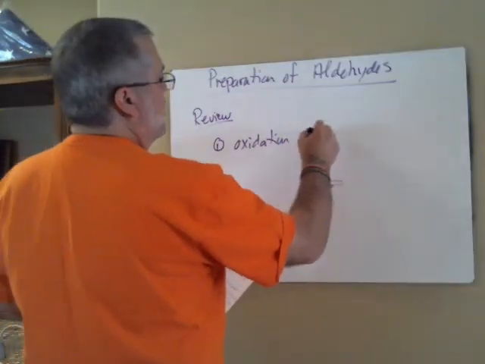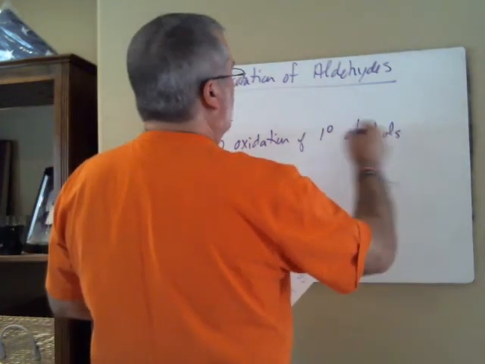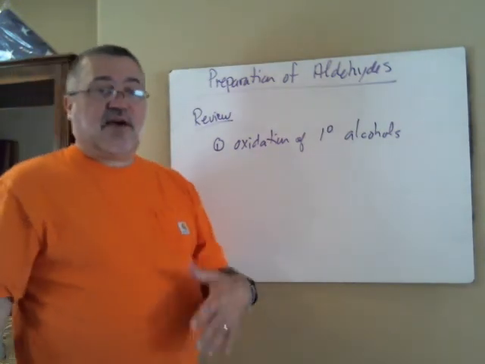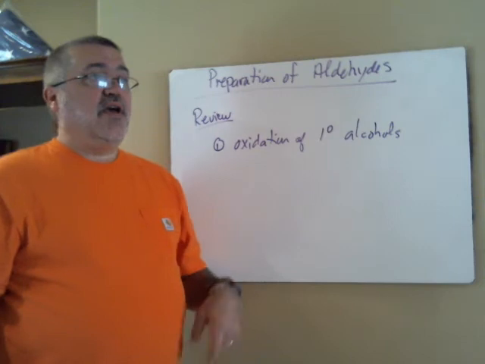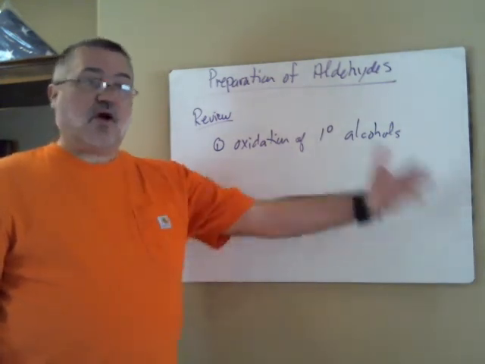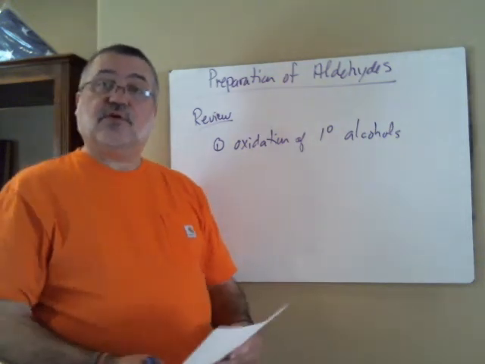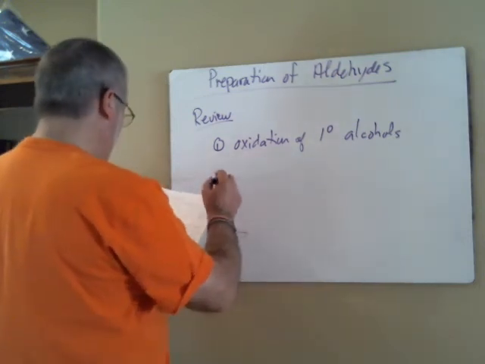oxidation of primary alcohols. Remember, just a few lectures ago, we talked about the fact that you could oxidize alcohols as one of the reactions of alcohols, and you could oxidize them, either to the aldehyde or to the carboxylic acid, depending on which oxidizer you used. All right, so we know that we can make an aldehyde this way.